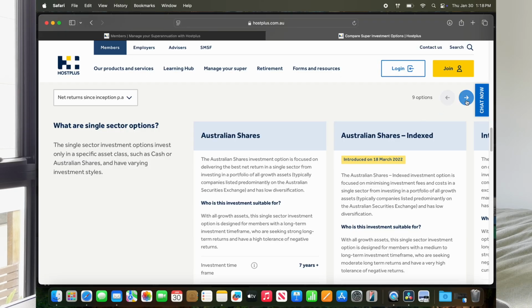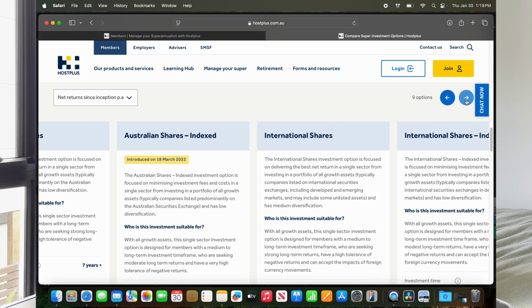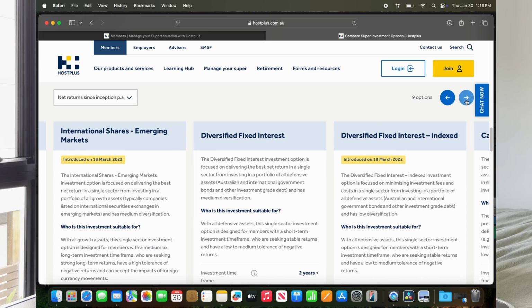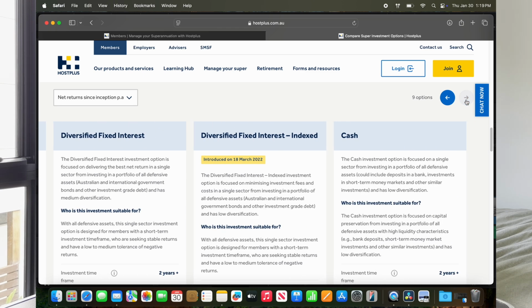After doing my research, I realized my best course of action was to move to a more passive approach, being index funds. Now, Host Plus offers index options, and so I decided to switch my superannuation funds from the balanced fund that was allocated for me to a more passive indexed option.